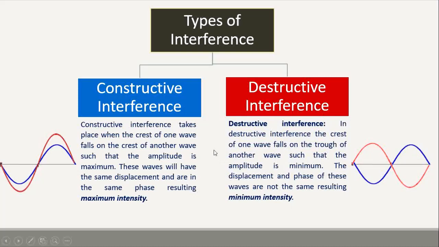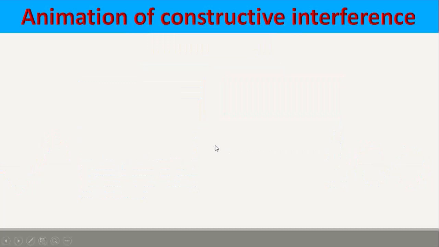In this way there are two types of interference. Then I am going to show you one animation, where I will explain with the help of animation constructive interference and destructive interference. Let us start with constructive interference.